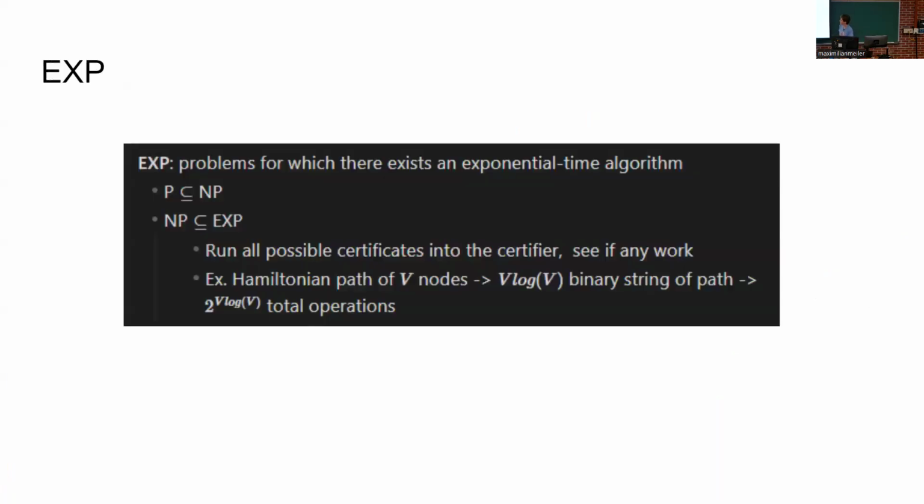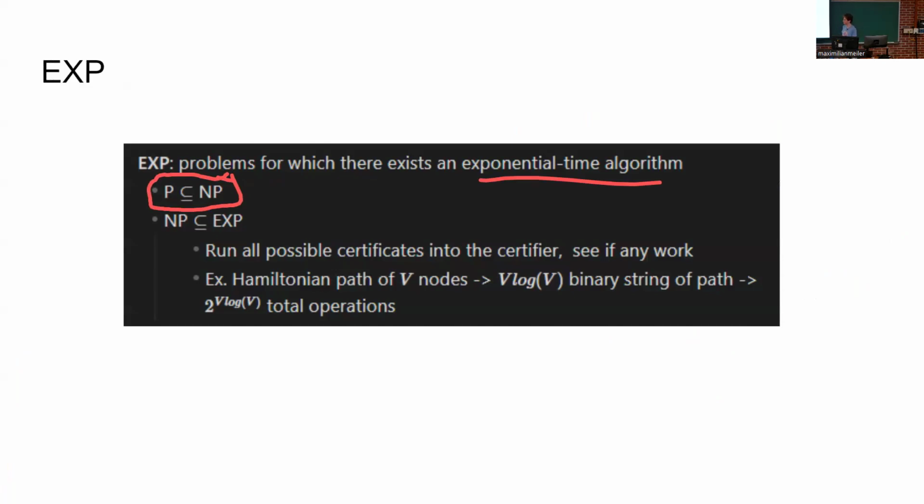This is like a random thing he threw in. EXP is just problems for which there exists an exponential time algorithm, which, hidden among here, is probably one of the most important things you should know for writing proofs. If something is in P, it is in NP.